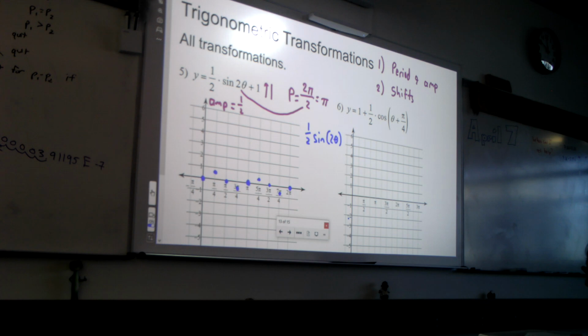Now that is 1/2 sine of 2 theta. It's missing the plus 1. So what do I need to do to just make it plus 1? All these key points, I go up 1. And make sure if it was like a fraction before, if it's in between, it should still be in between. So it looks like that. That's your final answer.